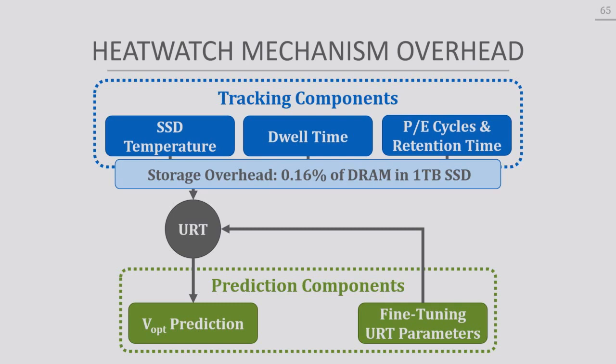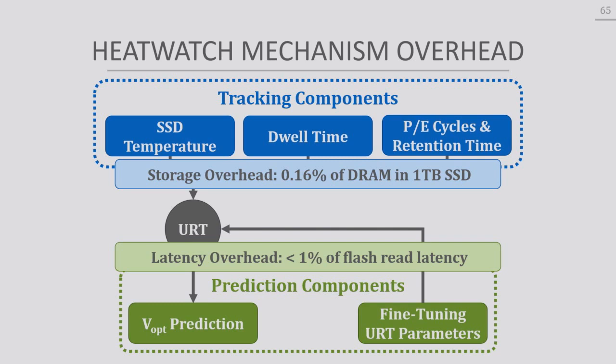So overall, this mechanism, HeatWatch, is very low overhead. It uses less than 0.16% of DRAM in a 1 terabyte SSD, and the latency overhead of the prediction component is only less than 1% of the flash read latency.